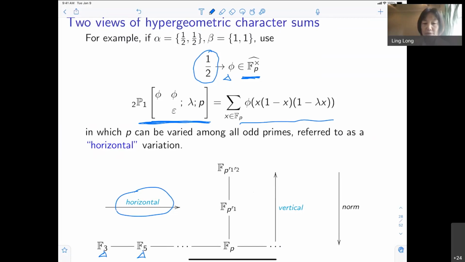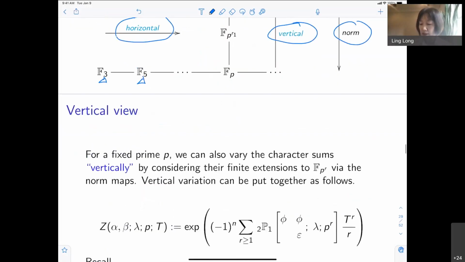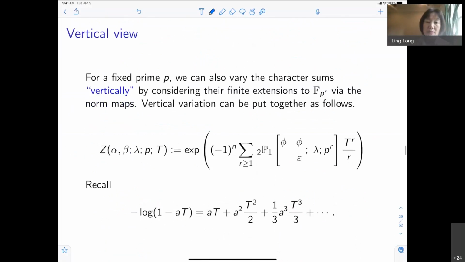But I also want to emphasize, because I might easily forget later, there is also a vertical point of view. The vertical point of view is that you can go down from the field extension back by using the norm map. Basically, it relates to the local zeta function. I do want to mention that. And for a fixed prime number p, we can vary the characters vertically by using the norm maps.